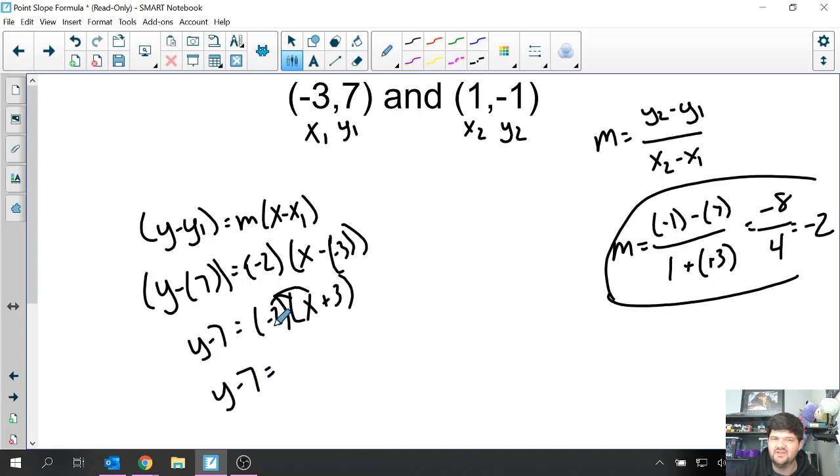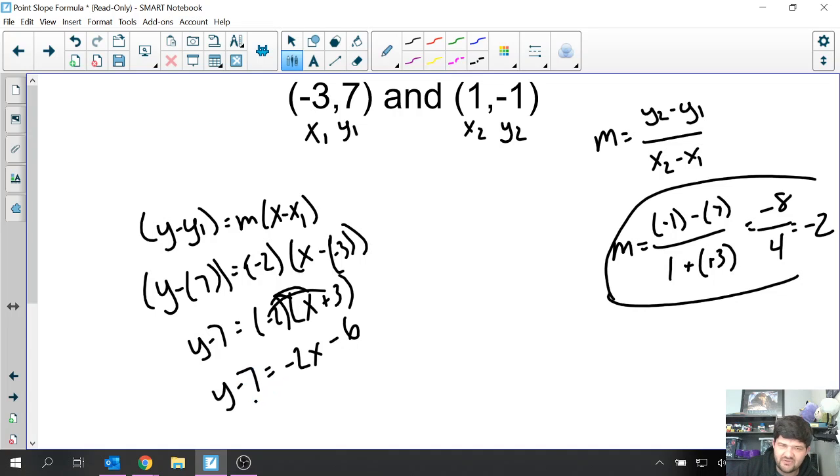This is algebra 1. This is all algebra 1. After you plug it in, even plugging it in, all that stuff's algebra 1. The only, actually, so really none of this is new, but it's just good review, I guess. So -2 times x is -2x, and then -2 times the other one, which is -2 times 3 is -6. We then have to simplify this and put the y by itself because we're looking for slope-intercept form.